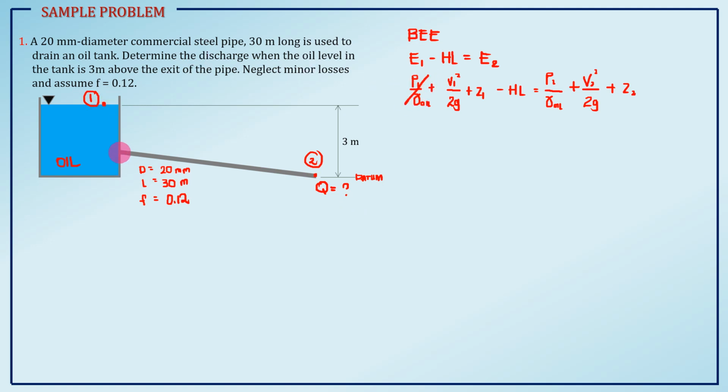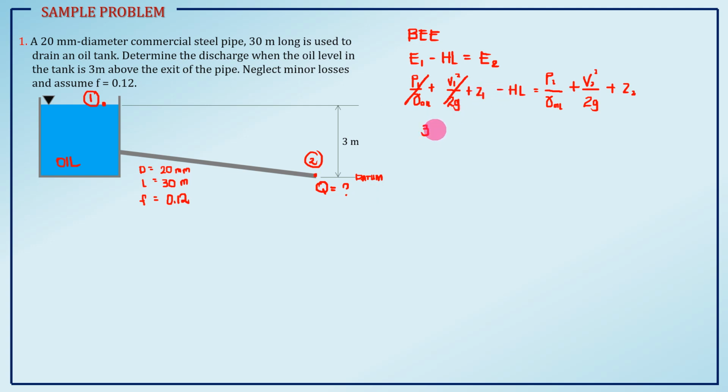Velocity at the reservoirs is almost approaching 0, so we don't have velocity head. For Z1, that is your change in elevation from a certain datum. Point 1 is 3 meters high from your datum, so we have positive 3. Okay, so we have a value there.